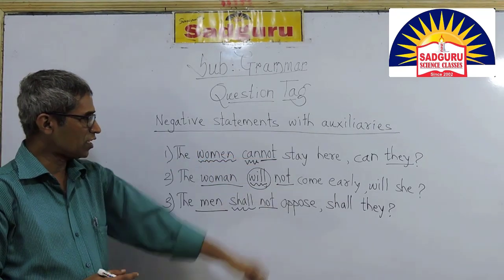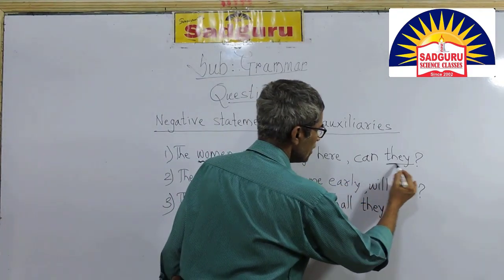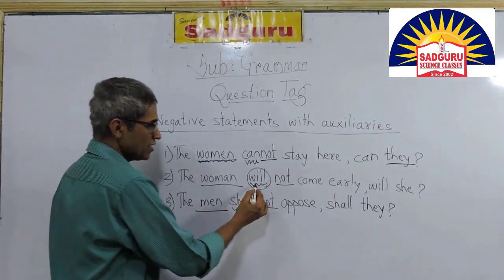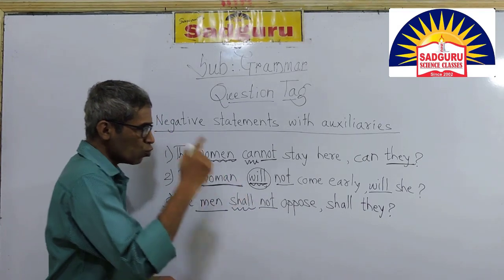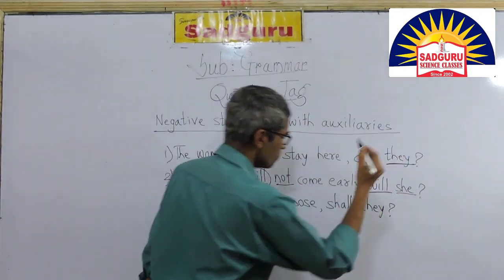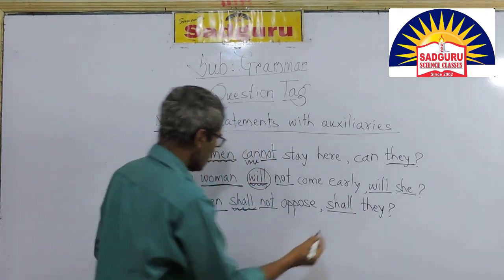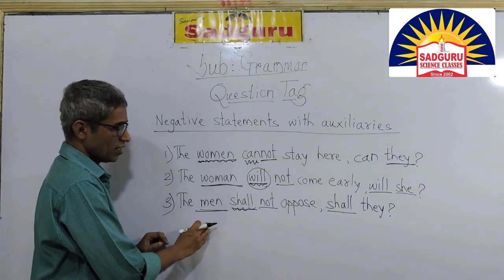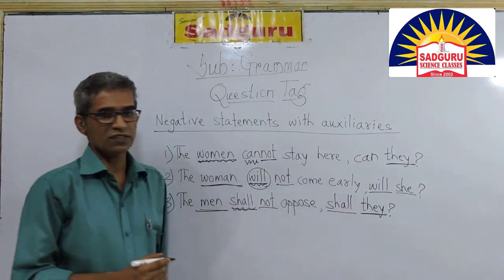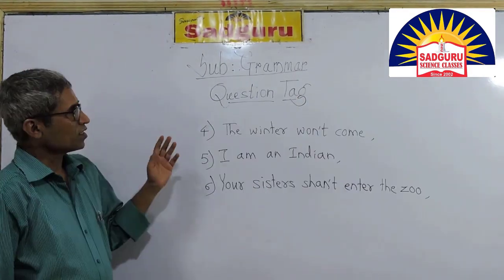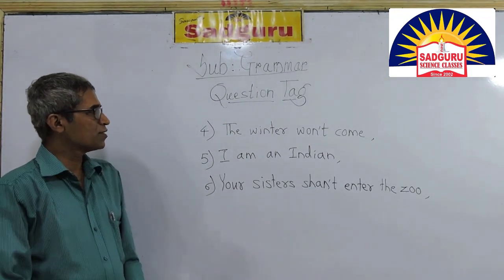First question tag, can they. Auxiliary can, subject women, many. Second sentence, will is the auxiliary, subject is woman, one, that is why the pronoun she. In this sentence, auxiliary is shall and the subject is men, plural now. That is why again the pronoun they is used here. I hope you understand it. Let's move next and look at some more examples.